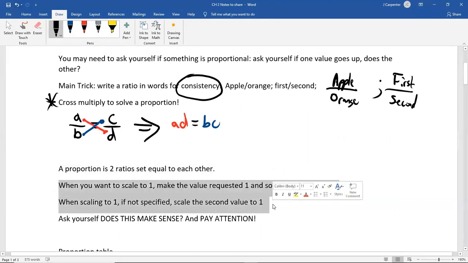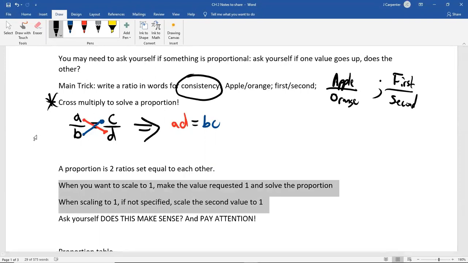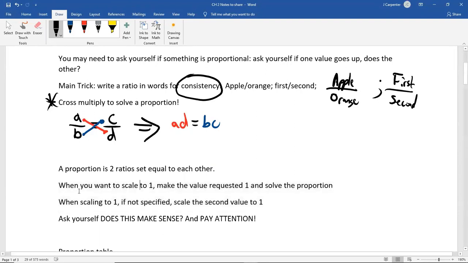Couple small little memos that will pop up here and there, especially in the guided worksheets, as you will see as we work together. Very often we'll want to scale something to 1. This can be used in model scaling. This can be used in the idea of just trying to get a simplified or reduced number. This can be used in a lot of ways. And we will, again, be diving into this concept of scaling something to 1. But when you want to scale something to 1, you will make the requested value 1 and then solve the proportion.